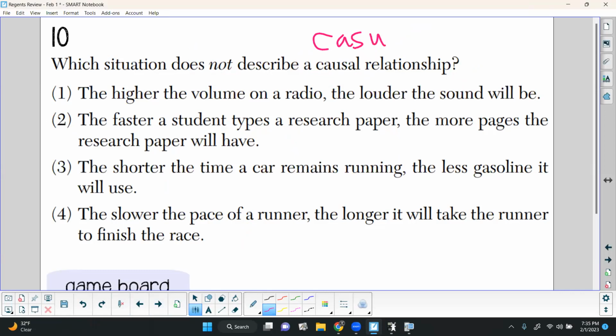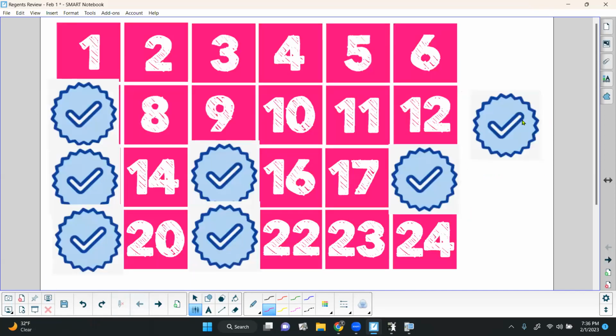Casual is spelled this way. If you reverse the U and the S, you get casual. And that's not what this says. This says causal. So which one is not a causal relationship? And that was 2. Thank you so much for picking that question.